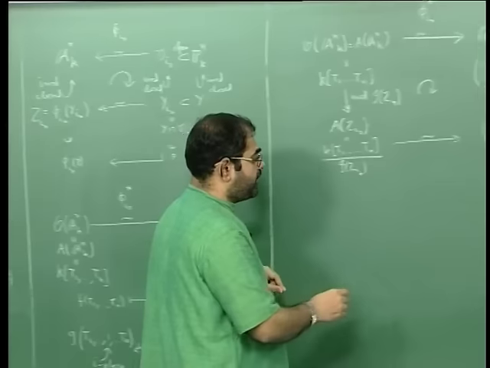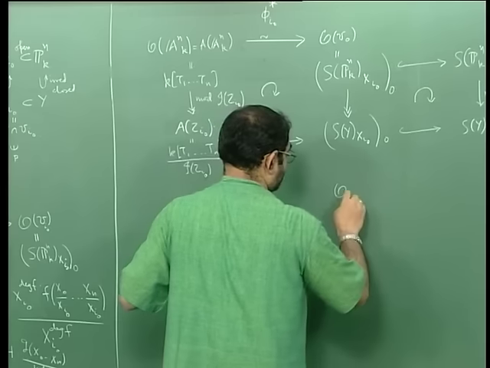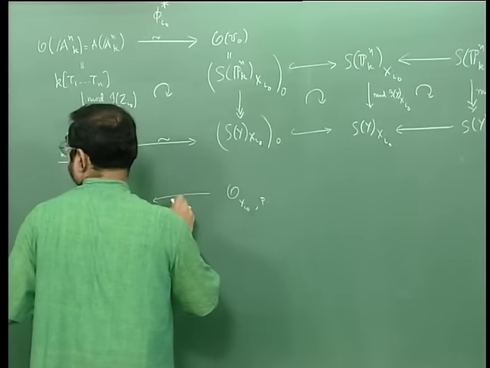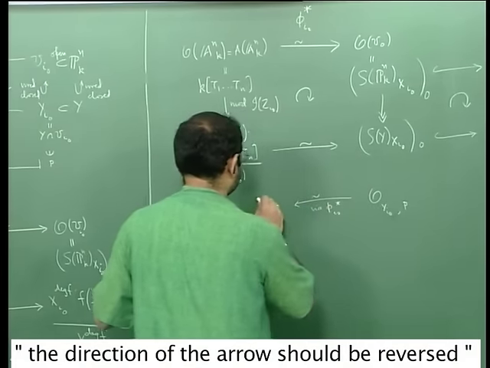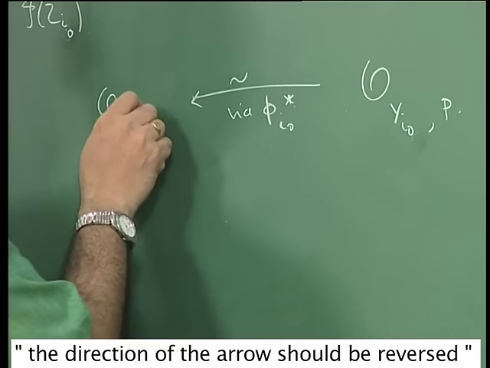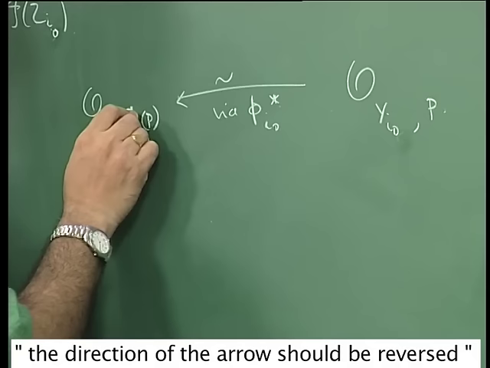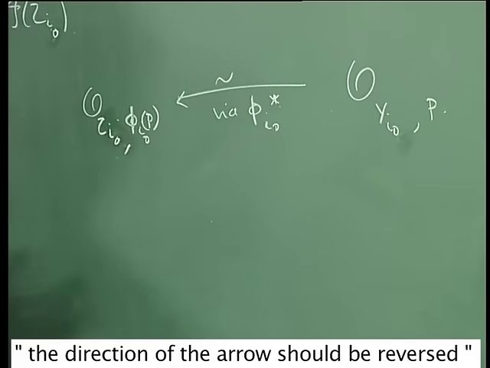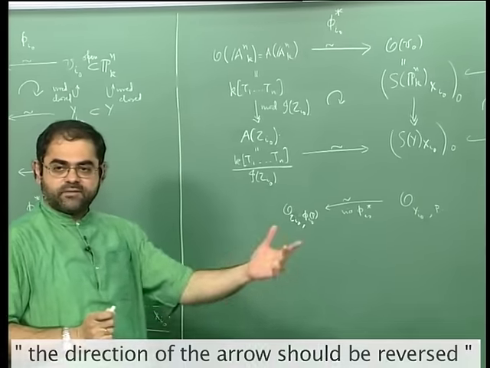Okay, so what you're going to get is that the local ring of yi naught at p is going to be isomorphic via phi I naught star to the local ring of zi naught at phi I naught of p. Okay, you are going to get this because we have seen that an isomorphism of varieties gives rise to an isomorphism of local rings.